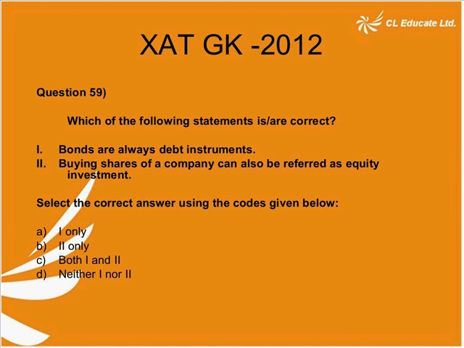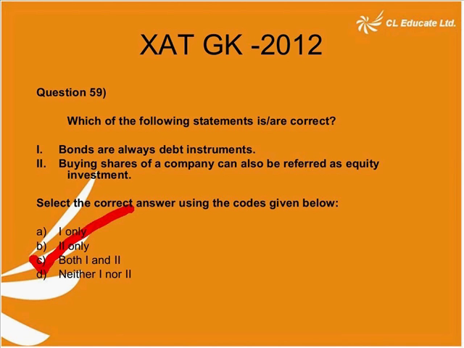Well, correct answer is C. Both bonds are always debt instruments, yes, and buying shares of a company can also be referred as equity instrument. So out of the people who have marked the answer, I could see around 50% of you have given C as the answer.